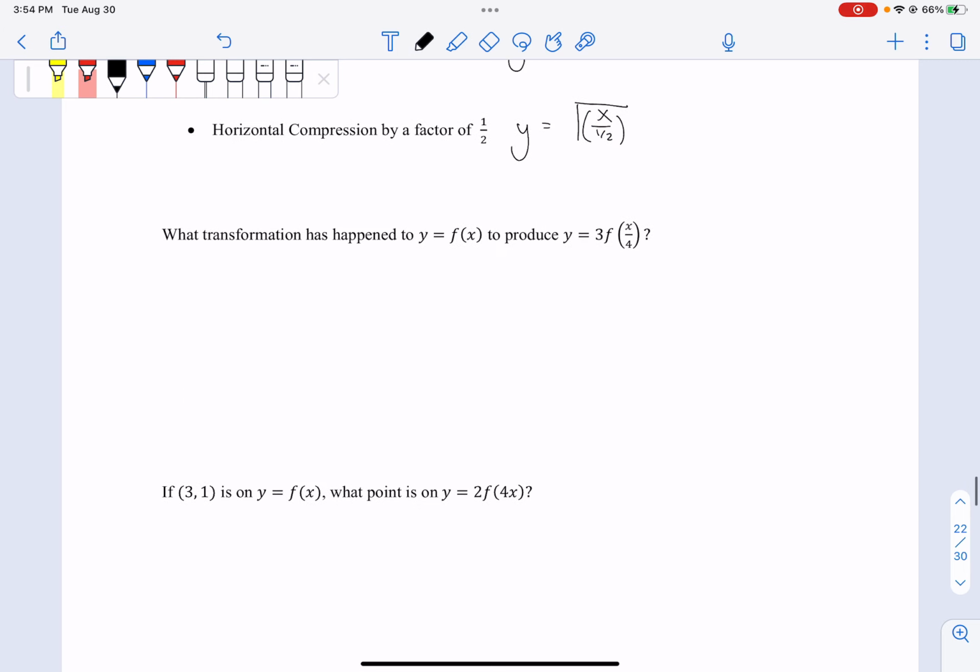So let's look at this one. What has happened to y is equal to f of x to produce y is equal to 3 f of x over 4? Well, this is just a vertical expansion by 3 and a horizontal expansion by 4.